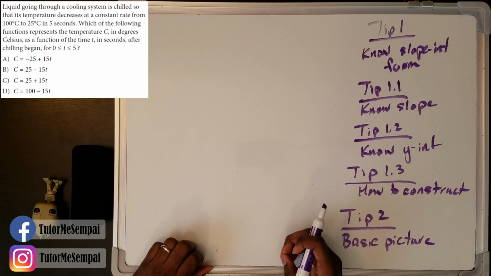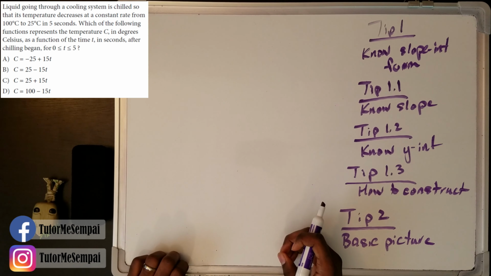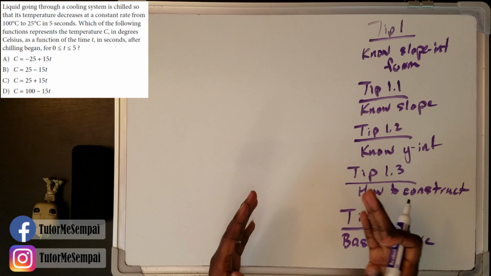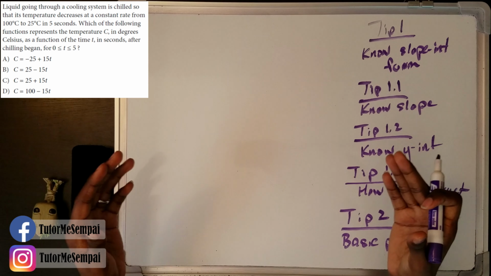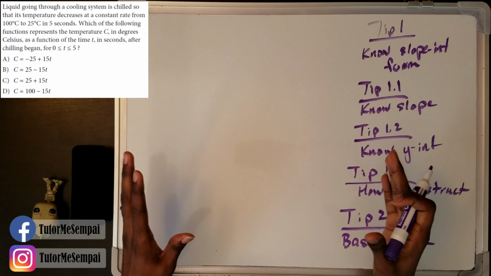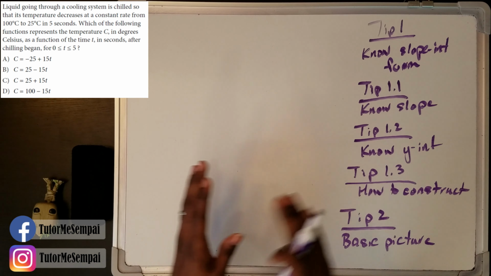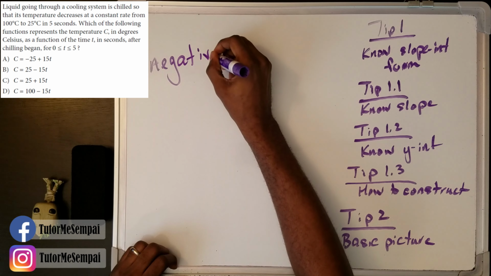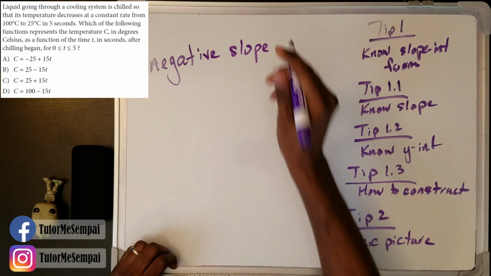For tip 1.3, let's try to construct this one. So here we have a system that's cooling at a constant rate, a decrease in temperature at a constant rate. So I'm already thinking constant rate decreasing, that's going to be a linear function, a linear equation at least, and it's going to be decreasing with a negative slope. So I'm already thinking negative slope. I read it in just the first couple words, and negative slope stands out to me.